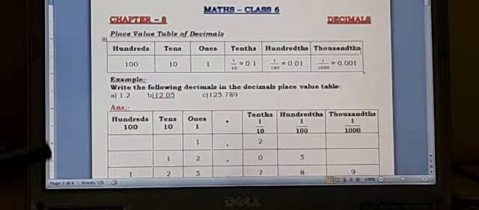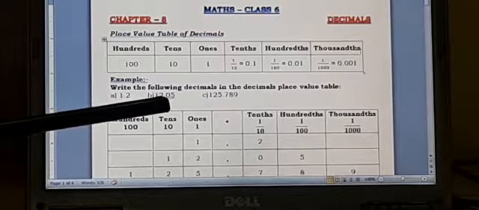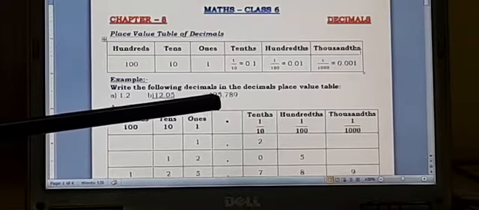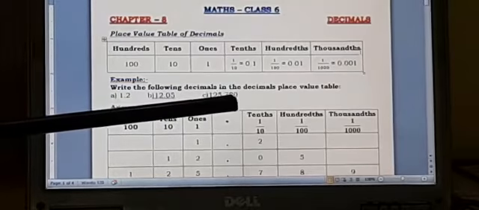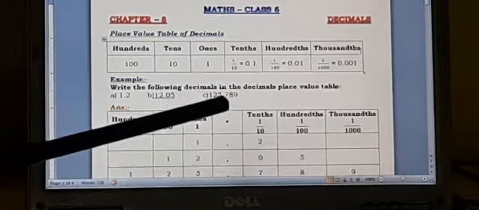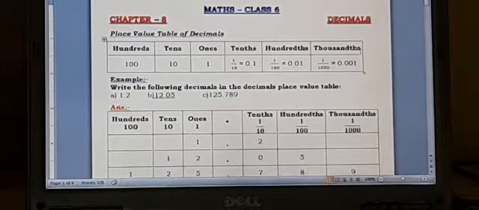See the example. First question, 1.2. Next question, 12.05. Third question, 125.789. These are the decimal numbers. These numbers we have to enter in the place value table.